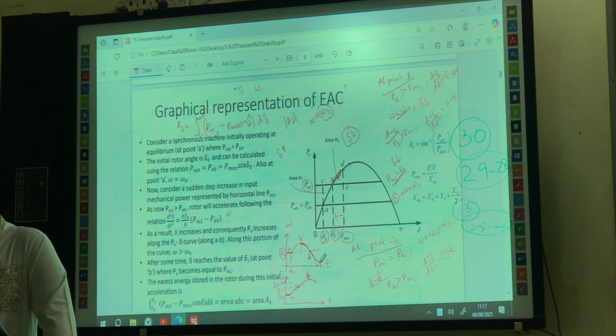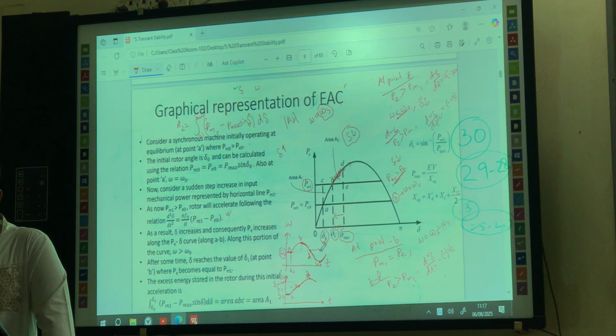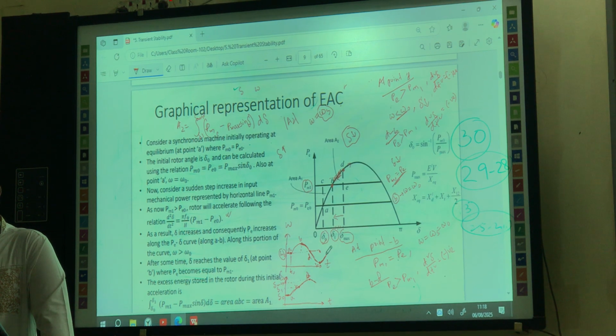After B, the omega will increase from this point. From T to B, the omega will decrease. Okay. Now at point B, the PM1 and PE both are equal. So the omega value should be this omega naught, but it can't get this omega naught value instantaneously. Rather, it can again increase its value, so that it can take this value at some moment, right?